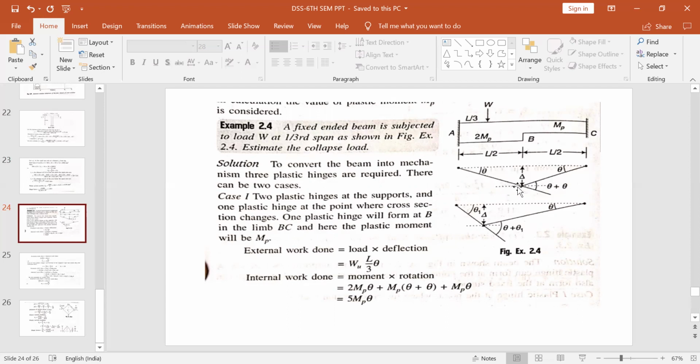So this is one triangle. Internal angles are theta and theta. What will be the external angle? Opposite external angle will be the sum of the two internal angles. So this is theta plus theta, 2 theta. Okay. Now, what is the external work done here? External work is load into deflection. Okay. What is load? W. What is deflection? What is the deflection here?